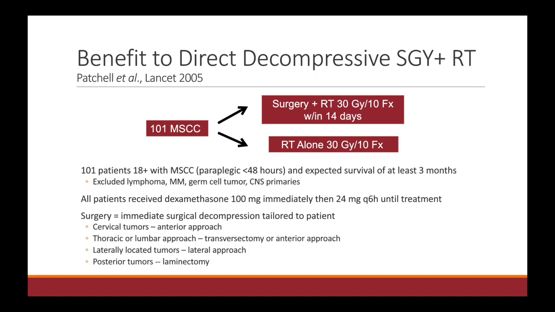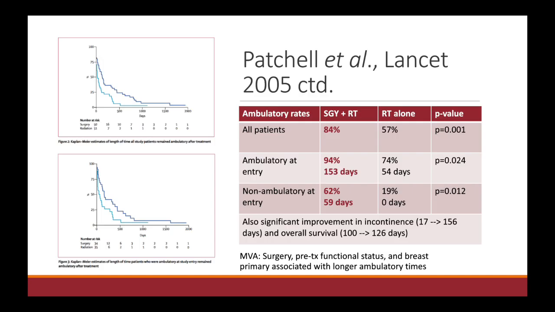Also, their surgical approach was a little bit different. They were just performing decompressive surgery, and the approach was tailored to the location of the tumor within the patient. So in the prior study, everyone got a laminectomy. Here, they were only doing laminectomies for posteriorly located tumors and different approaches depending on the location of the tumor itself. The results showed a clear benefit to the addition of decompressive surgery plus radiation.